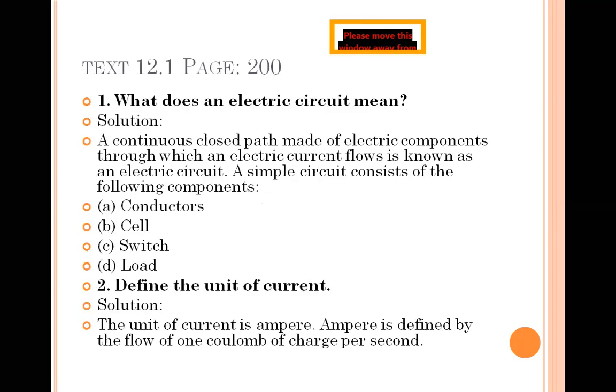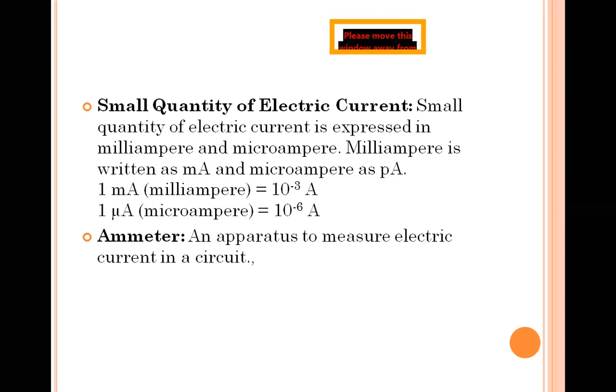There are some other quantities of electric current also, very small quantities of electric current, that is milliampere and microampere. Milliampere means 10 to the power minus 3 ampere and microampere means 10 to the power minus 6 ampere. Micro can be written as mu A. So 1 milliampere is 10 to the power minus 3 ampere, or 1 mu A, that is microampere, is equal to 10 to the power minus 6 ampere. This we will use when we are going to do the numericals.